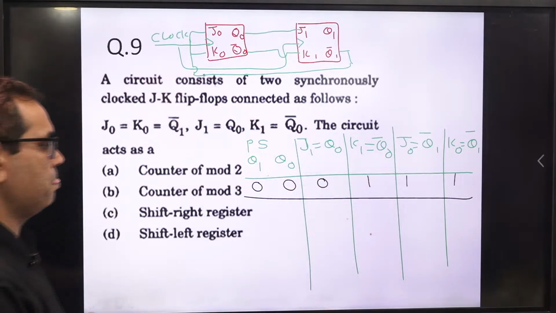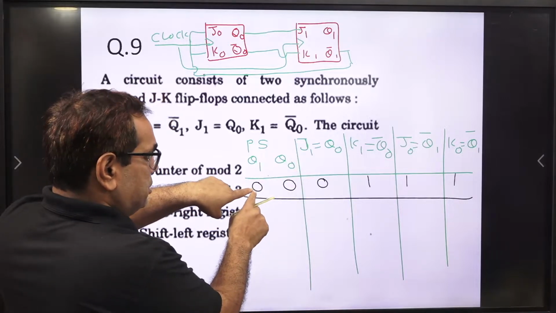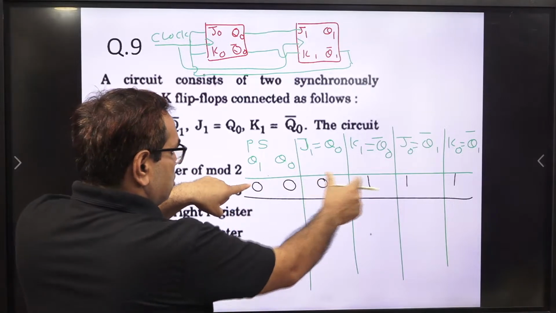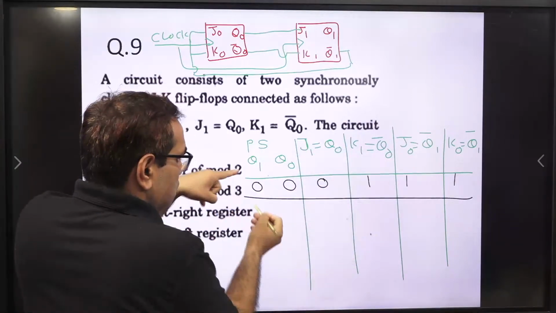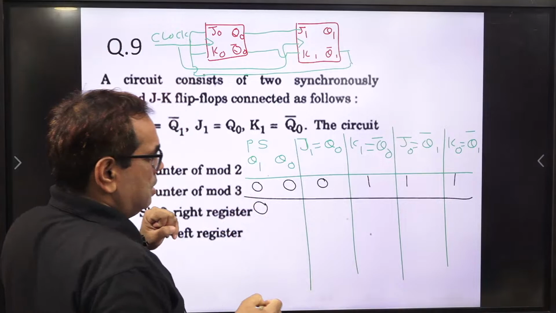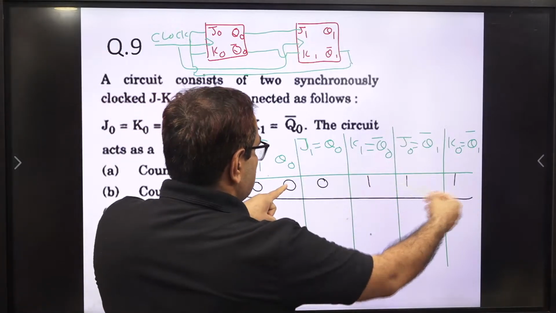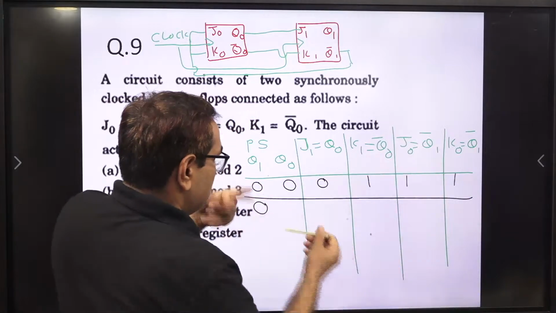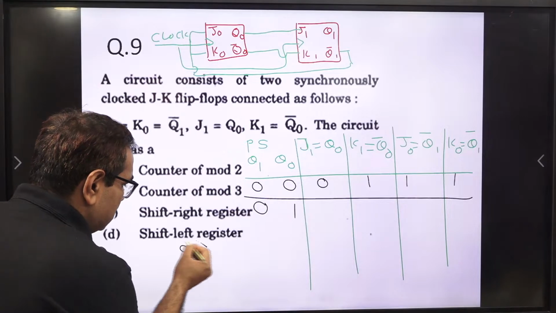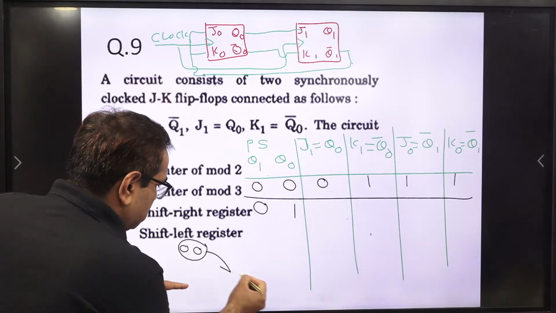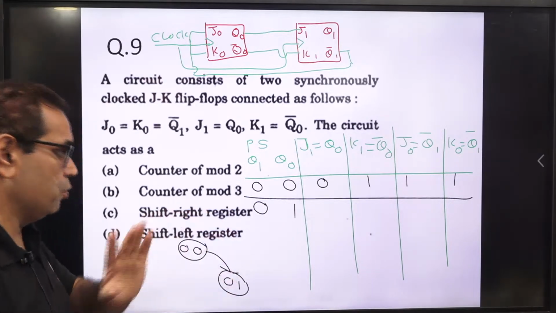So now again see, present state is 0, inputs are 0 1. In case of 0 1, reset will be there. So next state will be 0. So here we will write 0. And present state is 0 and inputs are 1 1. In case of 1 1, it toggles. So next state becomes 1. So it means from the 0 0 state, this counter is going into the 0 1 state.